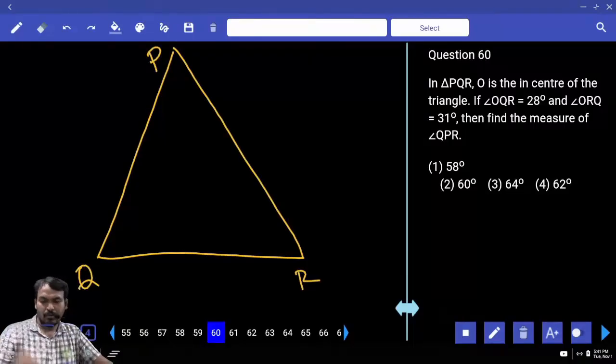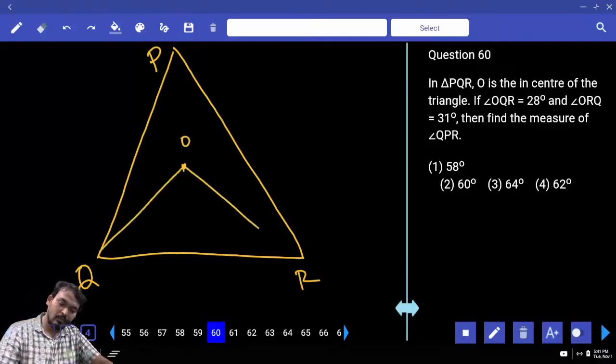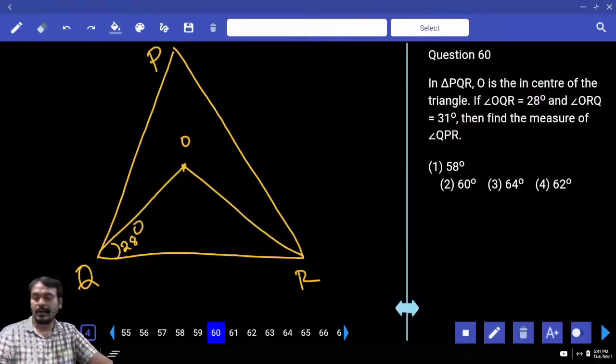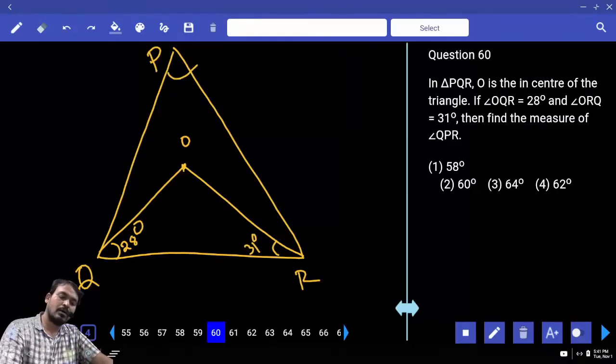In triangle PQR, O is the center of the circle. Angle OQR is given as how many degrees? 28 degrees. Next, angle ORQ is given as how much? 31 degrees. Yes or no? Suppose if the P value is theta, then the O value is how much?